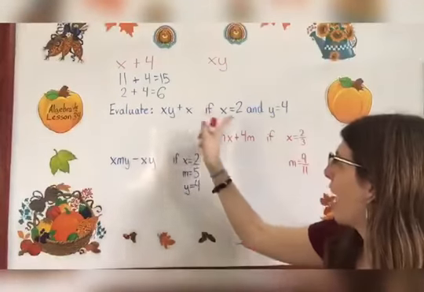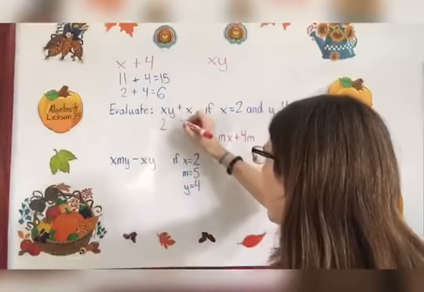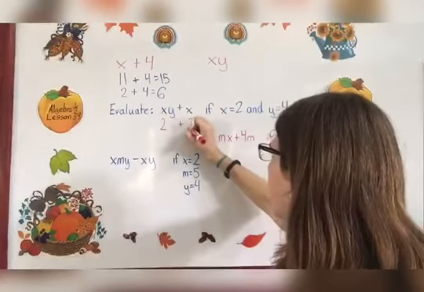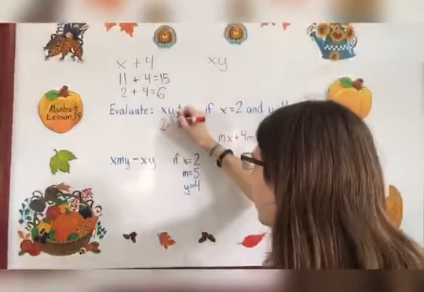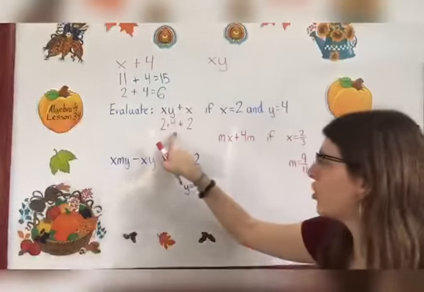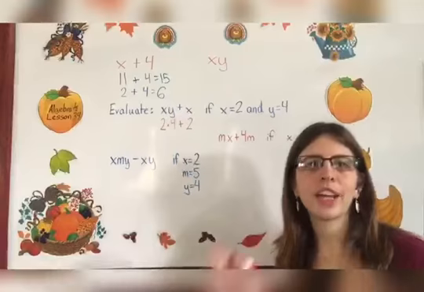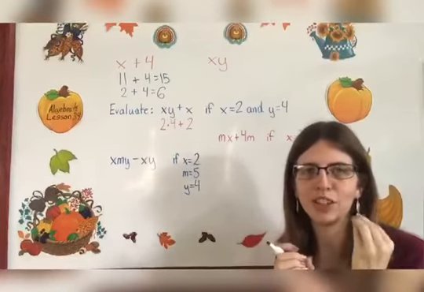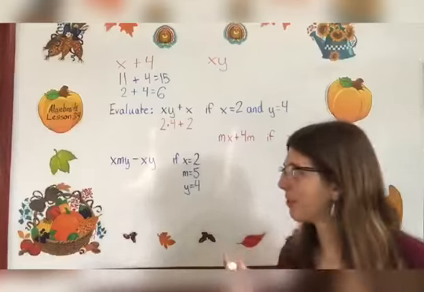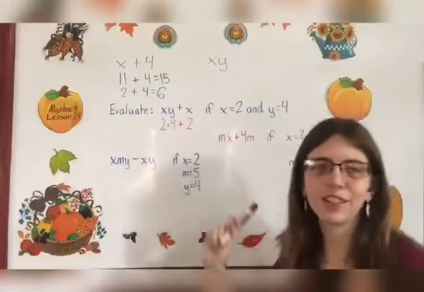So I have x equals 2. So I'm going to put 2 in place of x. 2, 2. y equals 4. So I'm going to put 4 in place of y. But I'm not going to just write a 4. I need to write times 4. With numbers, you can't just write them next to each other and it means multiplication. You have to actually put the multiplication symbol in between the numbers. So I have 2 times 4 plus 2.